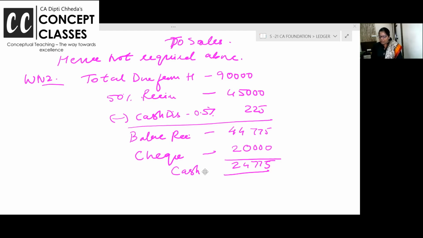Look, total amount due from H was 90,000. Out of that he paid 50%, that is 45,000. But whatever he paid, he availed a cash discount. Is cash discount recorded in books? Yes. As a reminder, you can write: cash discount is recorded in books. Trade discount is not recorded in books. Balance 44,775. In that, check 20,000 and cash 24,775. Okay? Right.